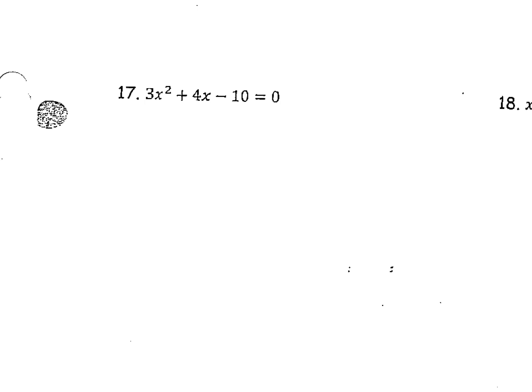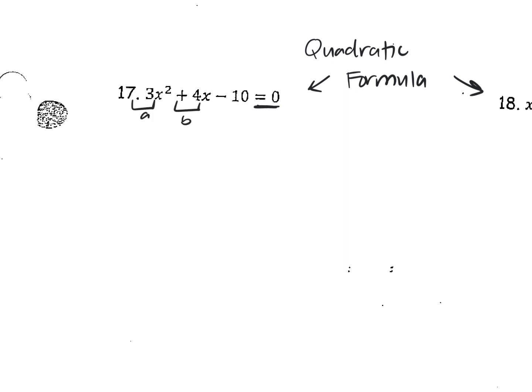All right, for number 17 and 18, we are still using the quadratic formula. So we first check and see, is it equal to 0? Yes, it is. Then we can go ahead and label our A's, our B's, and our C's. Then I'm going to do my cross product sum puzzle. I'm going to plug it into the formula.